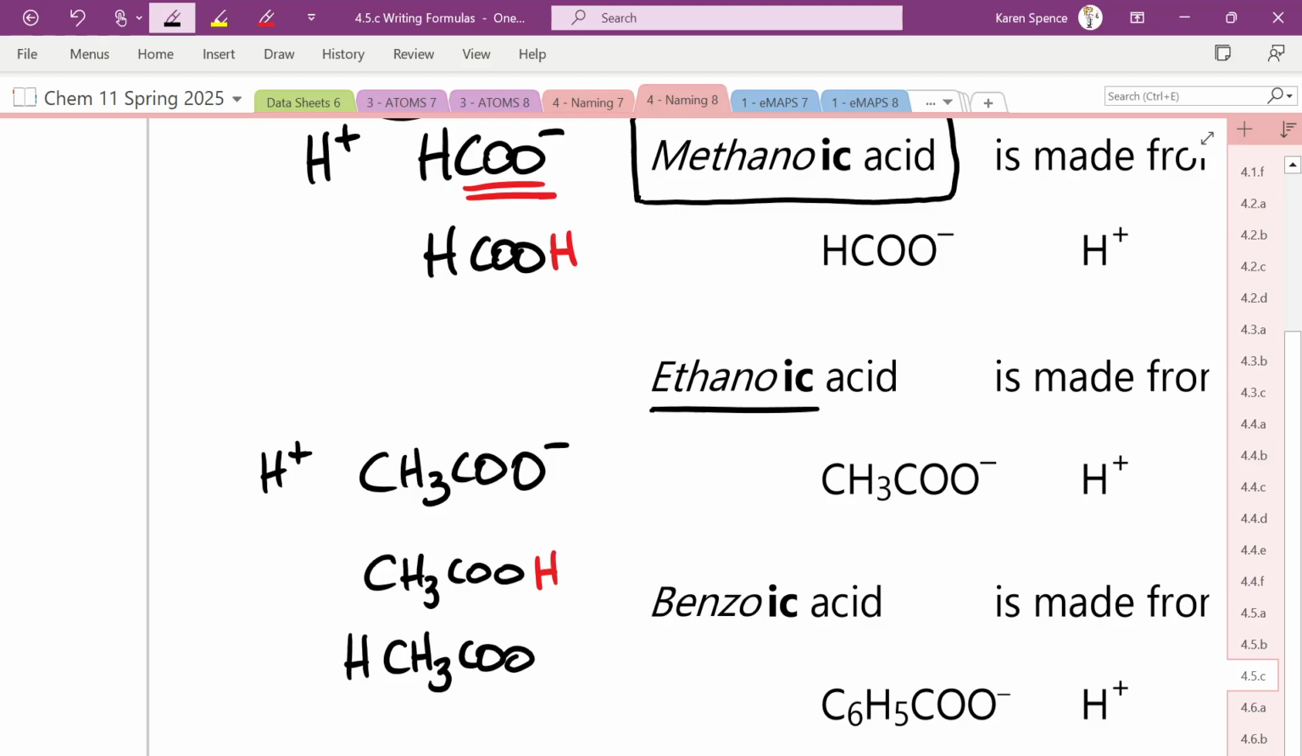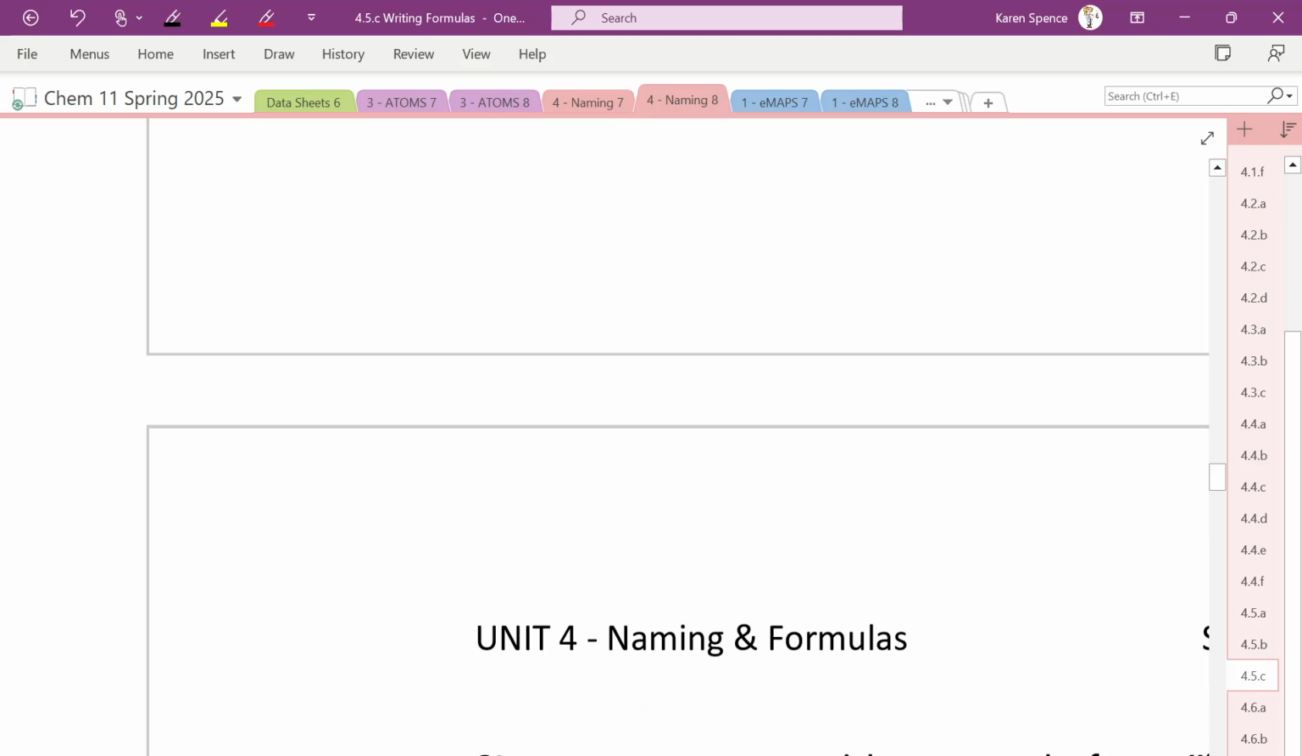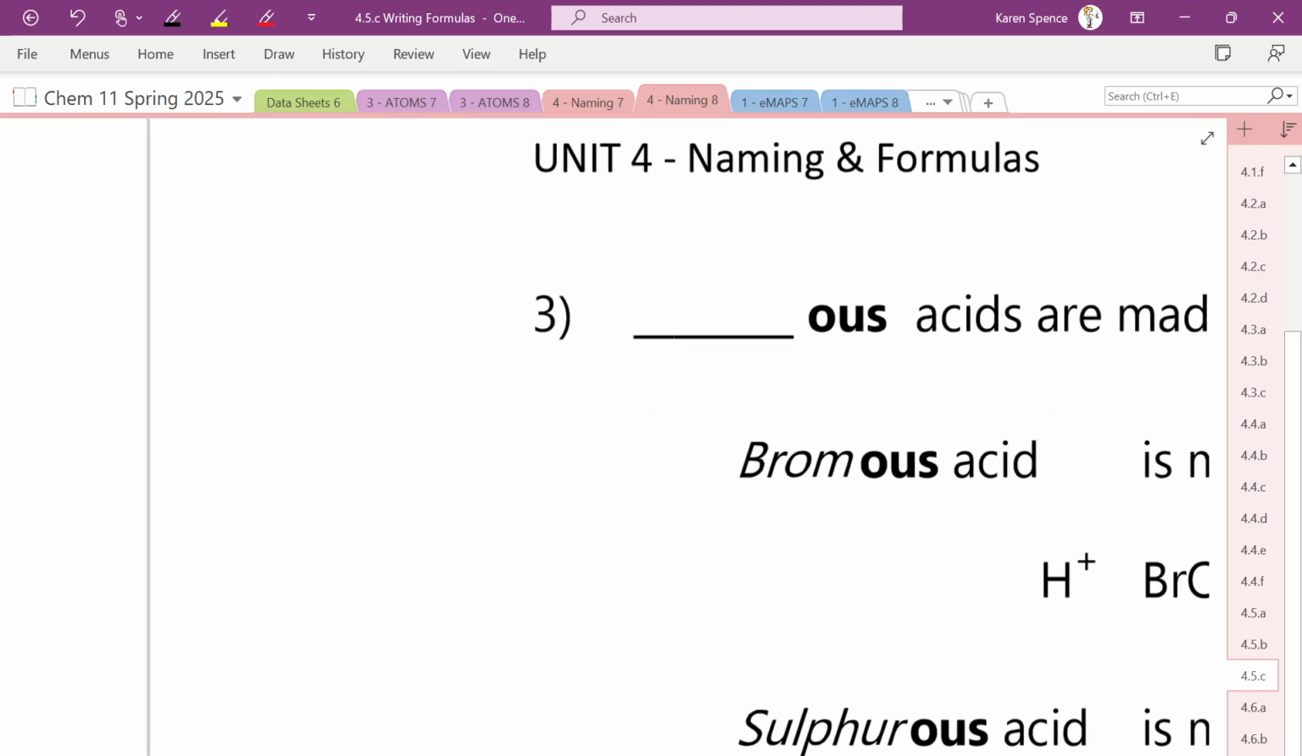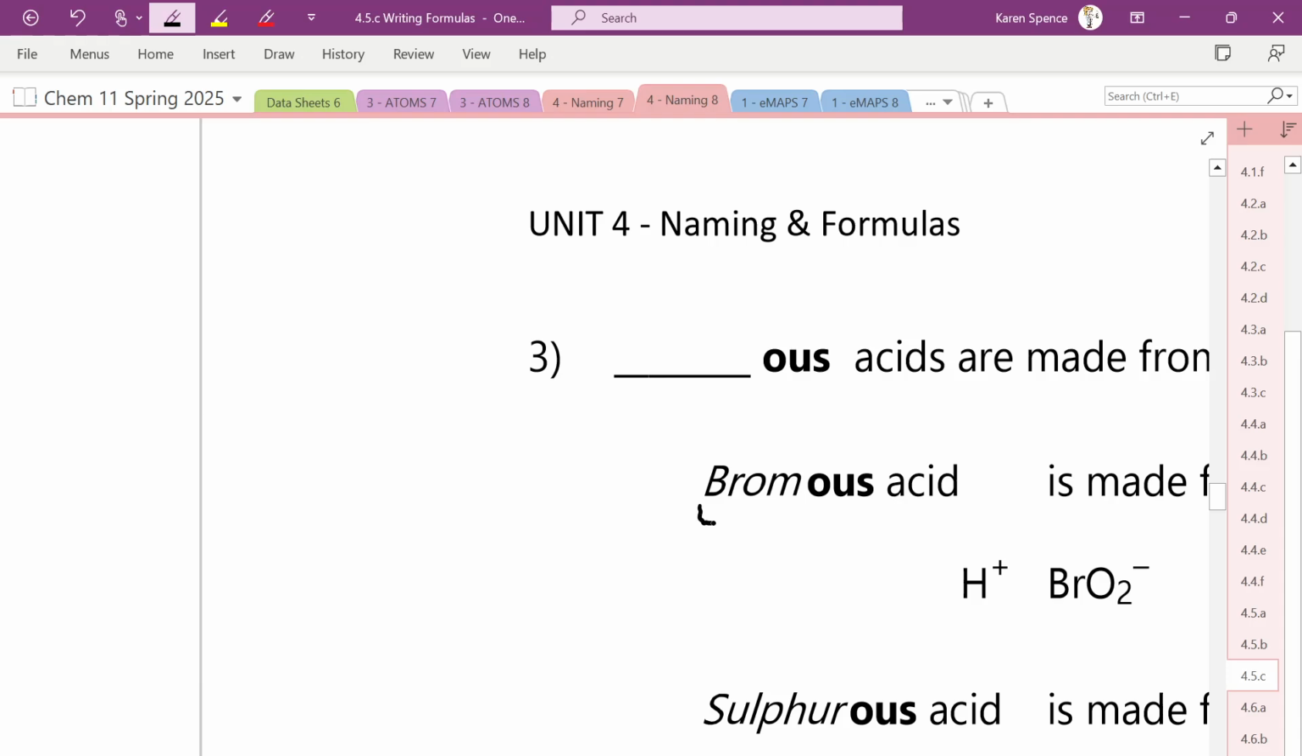So those are our -ic acids. Last but not least, we've done our hydro-ics, we've done our -ics. What's the last kind? Hydro-ic, -ic, and -ous. So let's take a look at our -ous. Bromous acid.